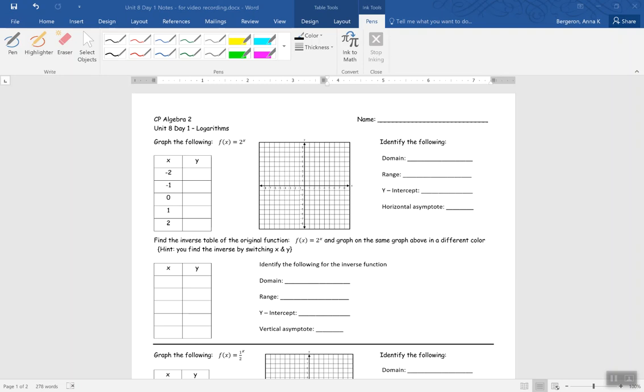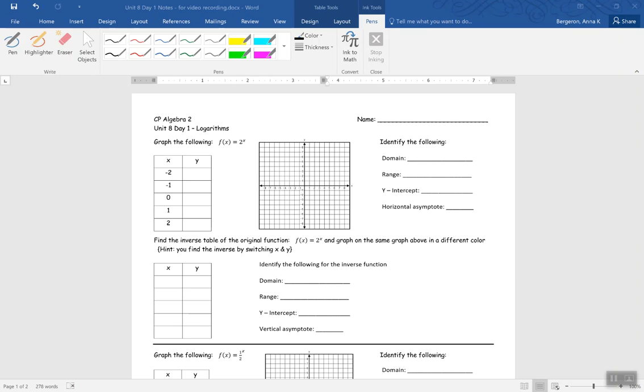So what we're going to do today in our first lesson, we're going to talk about logarithms, which is our next unit. So what I'm going to have you do is, if you haven't printed out the notes, if you can, go ahead and go back to the Schoology page and print out those Unit 8 Day 1 notes. That'll help you follow along a little bit better. If you can't print them out, that's totally fine. Just grab a lined sheet of paper and you can follow along with us just as easily.